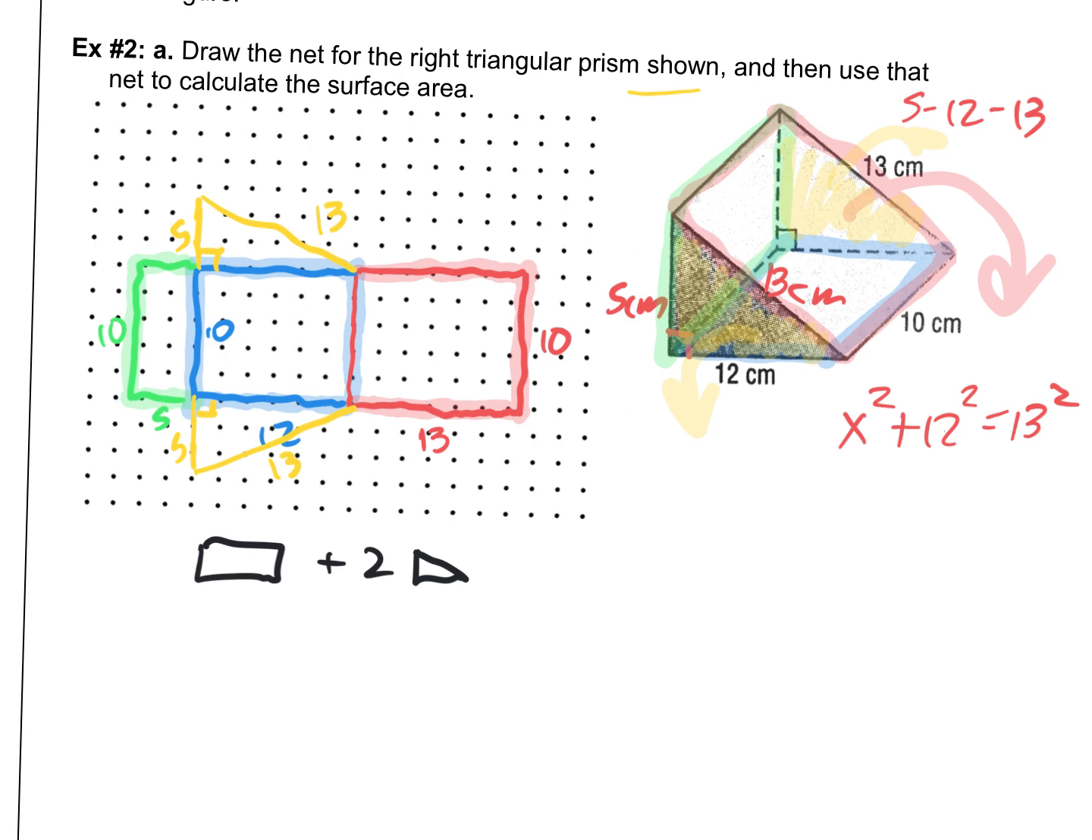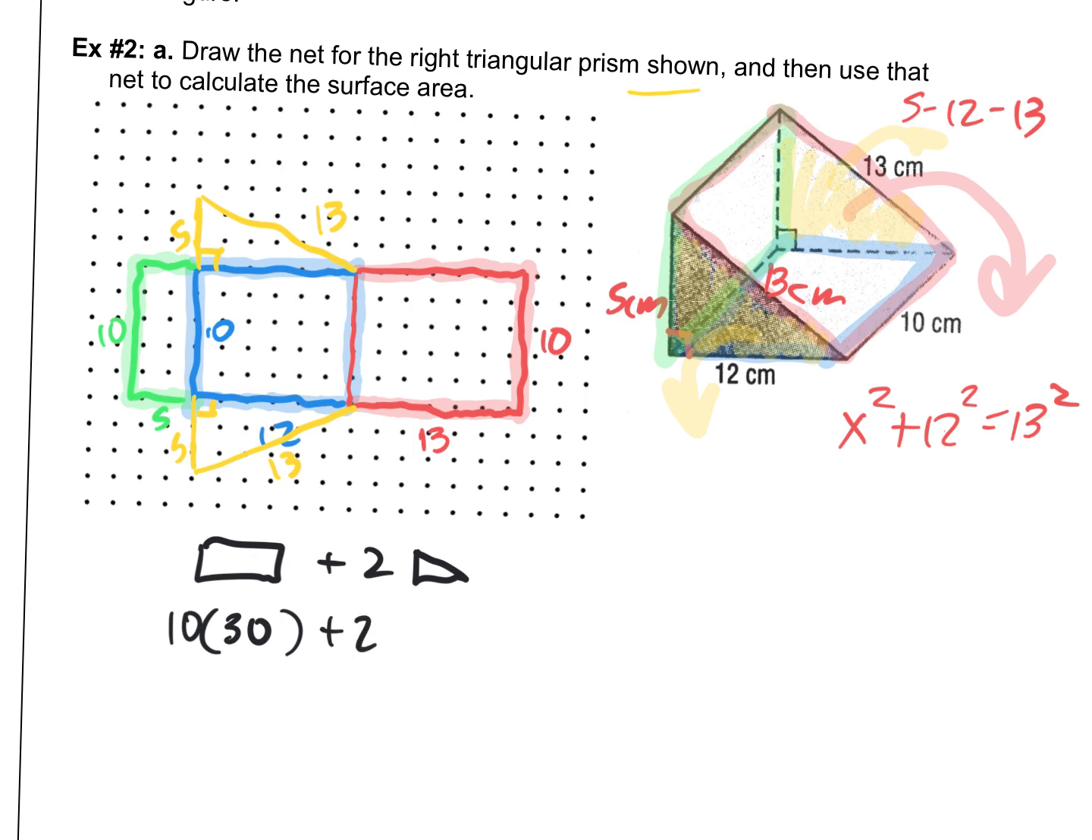And the big rectangle we know is, I guess you could call this like a width or a height of 10. And the length is 5 plus 12 plus 13. Well, you could probably do that in your head, but that adds up to 30. Right? 12 and 13 is 25, plus another 5 is 30. So that whole rectangle there is 10 by 30.